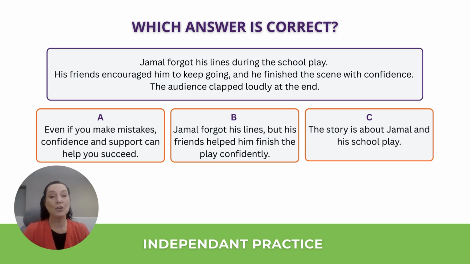Well, if you chose B, then you would be correct. Jamal forgot his lines. So he forgot. That's a thing that happened. But his friends helped him. Helping is an event. Finish the play confidently. Finish is also another event word. So that means that A is going to be the theme. And the theme in this particular story is even if you make mistakes, confidence and support can help you to succeed. And that's an amazing thing. And it's true. So I hope that made sense.